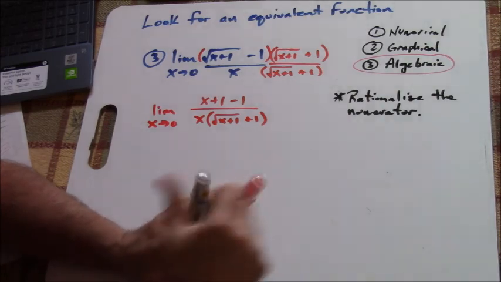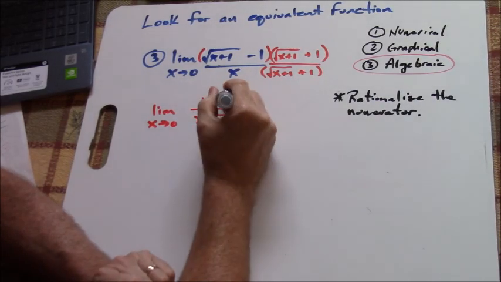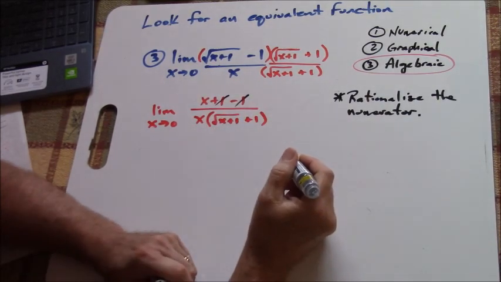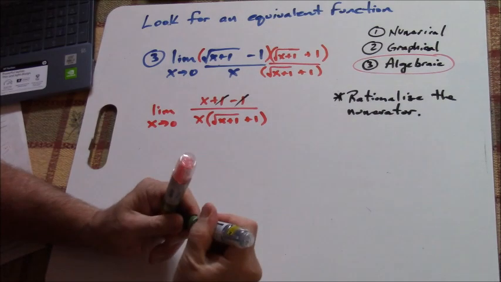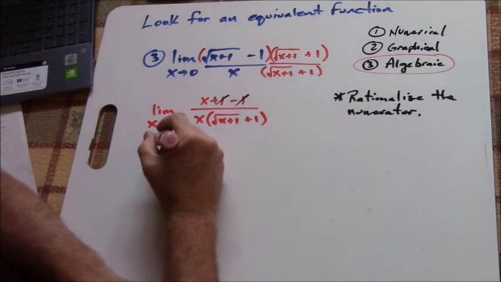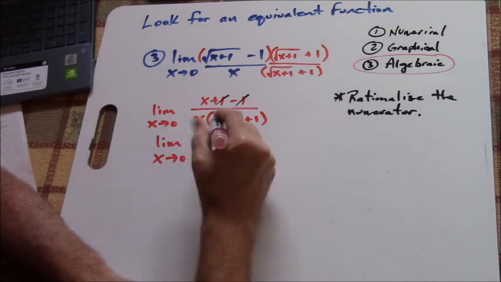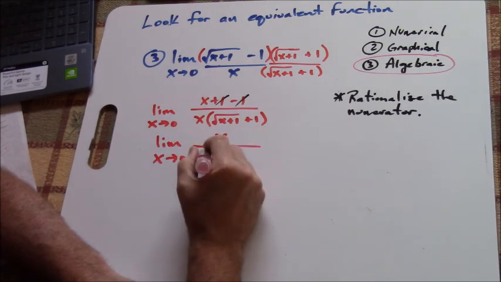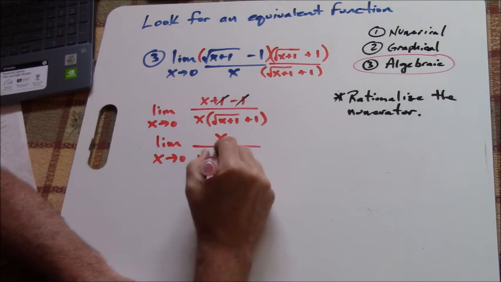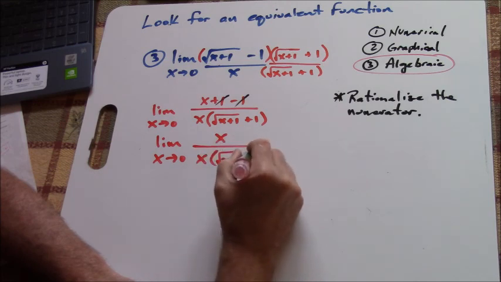So now when I look at this, I see that 1 minus 1 is 0. And so now what I have is the limit as x approaches 0 of x over x times the square root of x plus 1 plus 1.